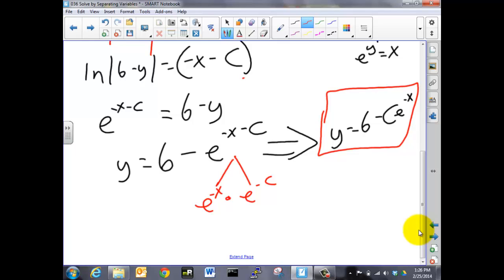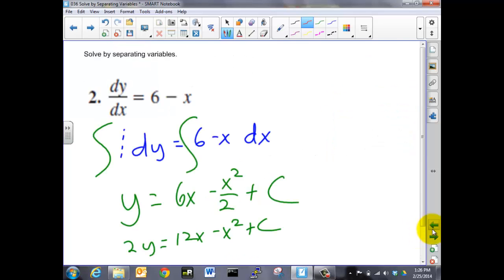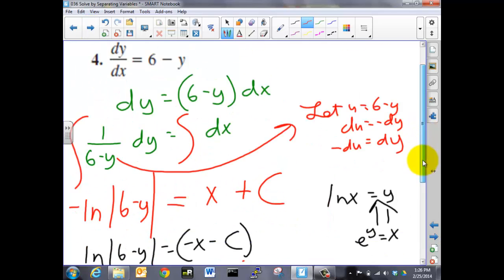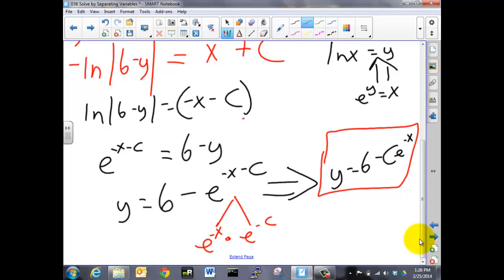So exponentials, you're going to see exponentials and LNs in differential equations quite regularly. So expect it. All right, let's look at another problem. The algebra can mess with you here, so be careful with your algebra.